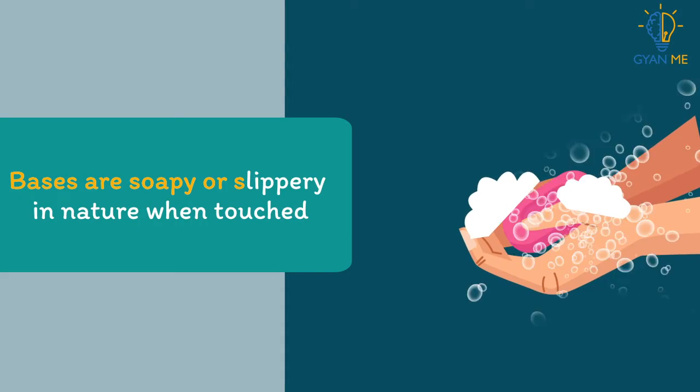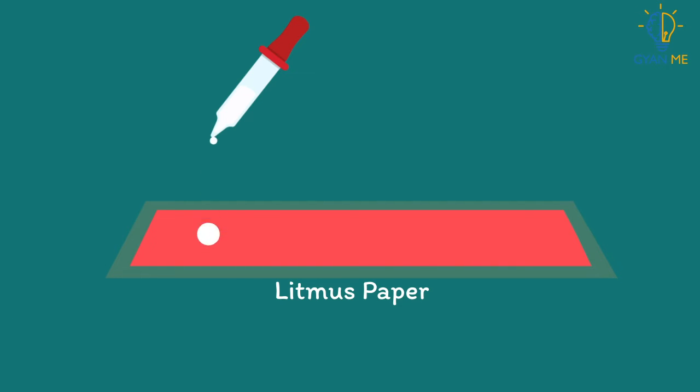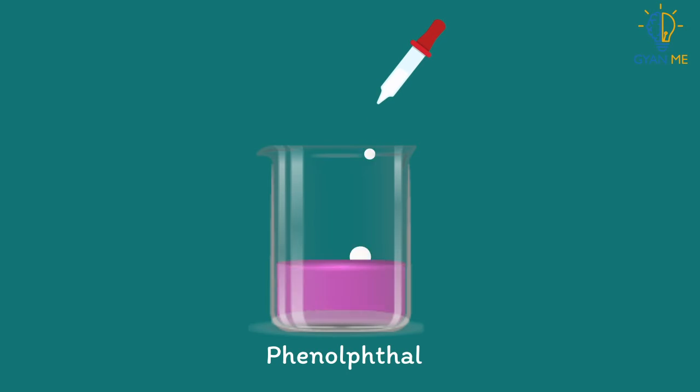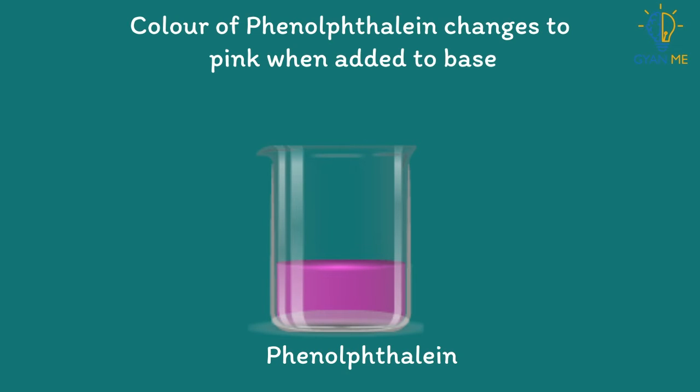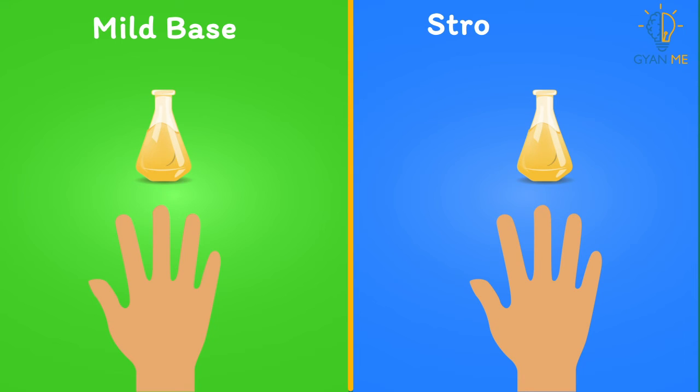Bases are soapy or slippery in nature when touched. Bases turn red litmus paper into blue. Bases change colorless phenolphthalein to pink. Generally, bases are mild as compared to acids, but strong bases are caustic in nature. That is, they cause harm to the surface they come in contact with.